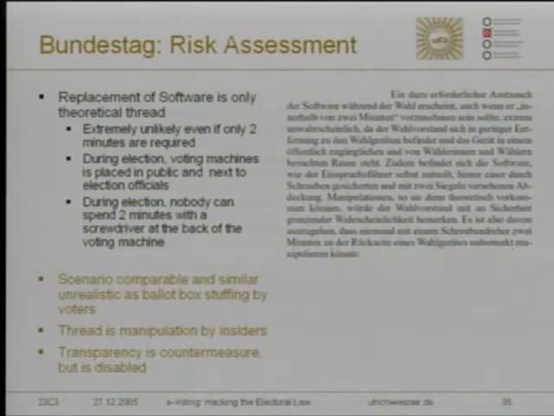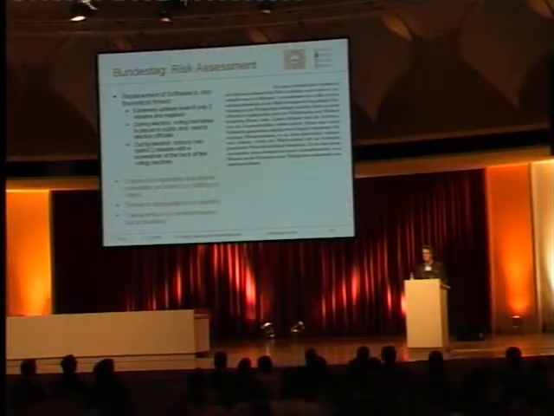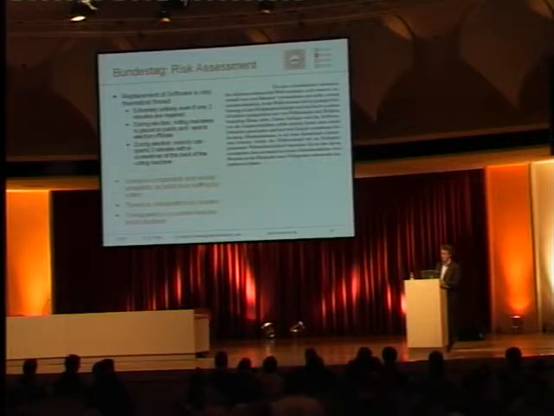Now, in terms of risk assessment, the Bundestag made some interesting statements as well. They said the replacement of the software of a voting machine is only a theoretical threat because it's extremely unlikely that you have 2 minutes to tamper with the voting machine in front of the election officials. But that's similar to a scenario where you try to manipulate a paper-based election by stuffing the ballot box in front of the election officials. That is not what the threat is. The threat to democracy is the threat from inside, that the people who handle the machine do the tampering.